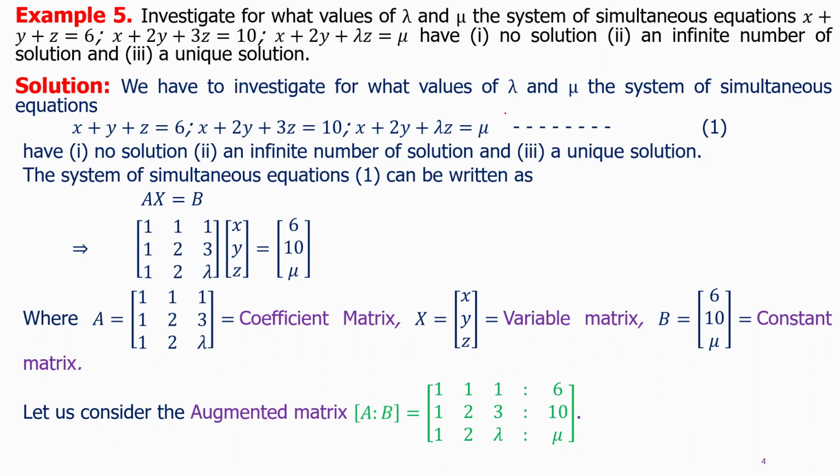Now, our aim is to convert this augmented matrix to its echelon form. And after converting to echelon form, we have to check the rank of A and the rank of the augmented matrix. So all three cases, no solution, infinitely many solutions, and unique solution, are based on the ranks of A, meaning the coefficient matrix, and the rank of the augmented matrix.